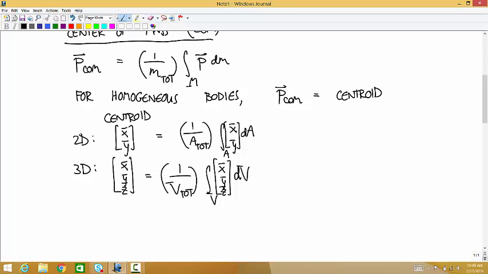So as long as it's a homogeneous material, which is usually what we're going to be dealing with, you can use these formulas. But actually, you don't have to use the integral definition. We're going to use formulas for these. That'll be a lot easier to calculate.